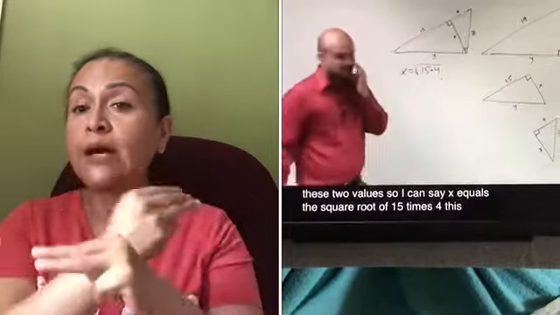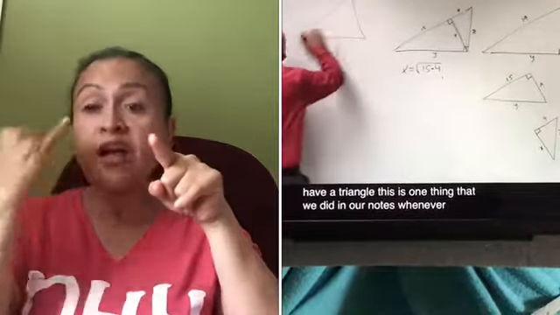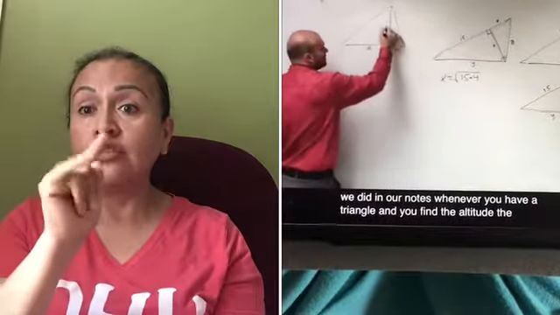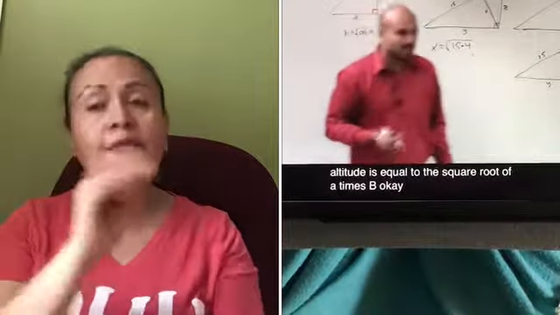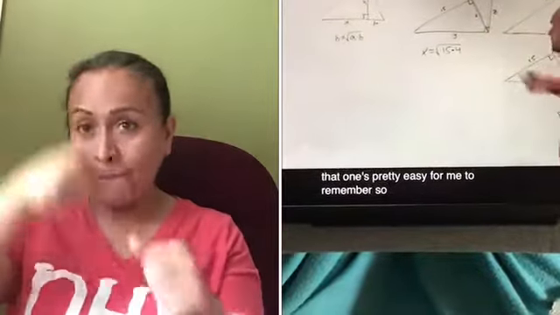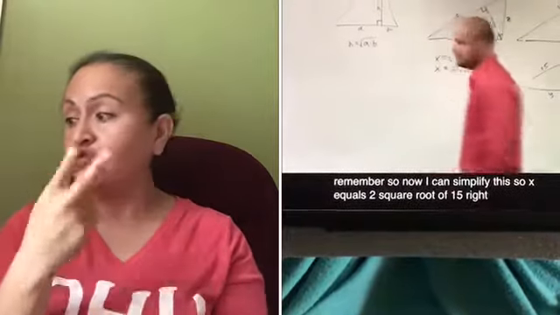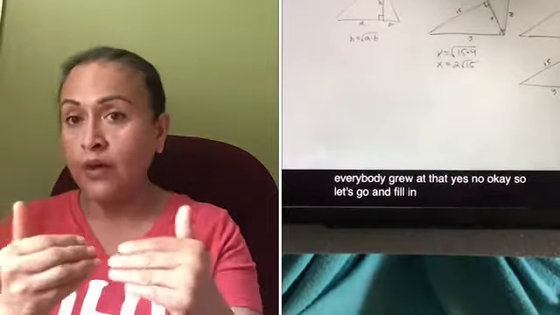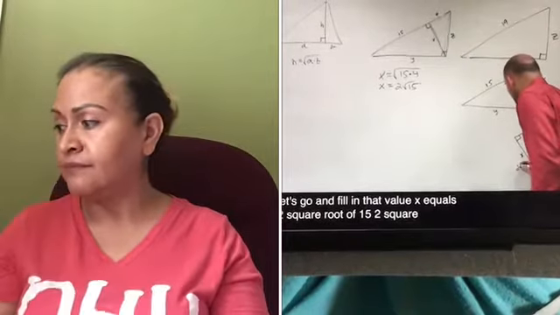This one's pretty basic to remember. Whenever you have a triangle, this is one thing that we did in our notes. Whenever you have a triangle and you find the altitude, it is equal to the square root of A times B. Okay? Or the height, the altitude, whatever you want to call it. So for this, that one's pretty easy for me to remember. So now I can simplify this. So X equals 2 square root of 15. Right? Would everybody agree with that? Yes? No? Okay. So let's go and fill in that value. X equals 2 square root of 15.